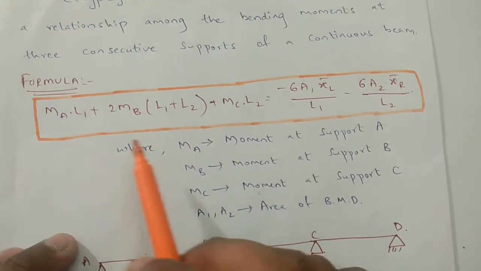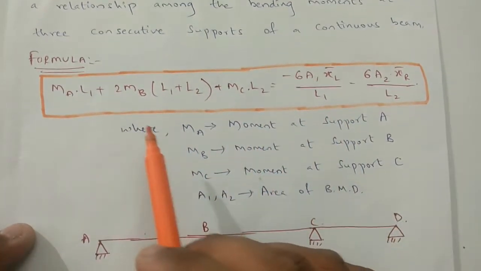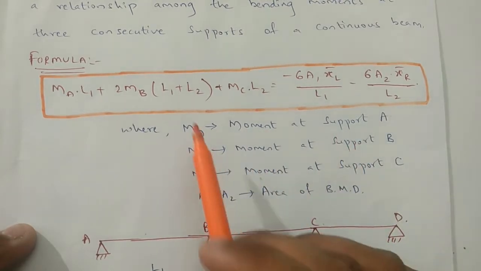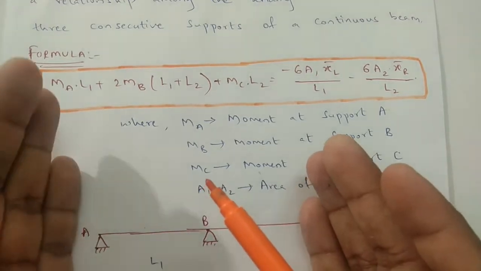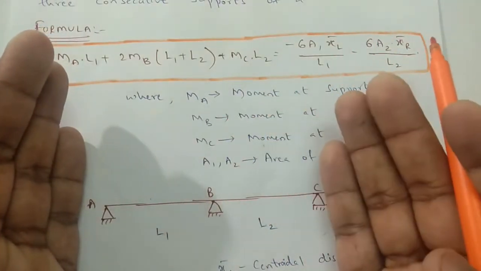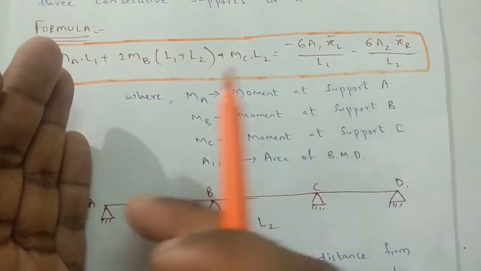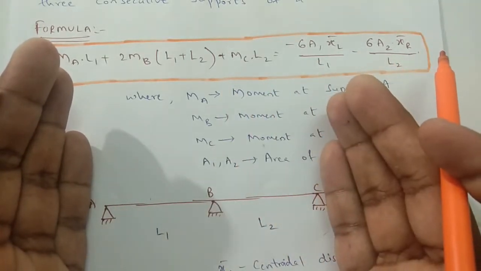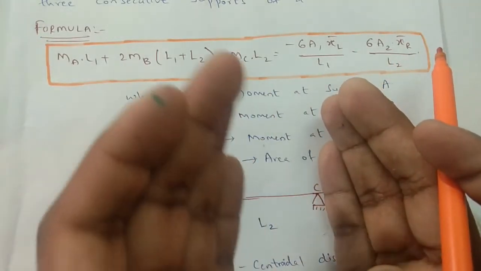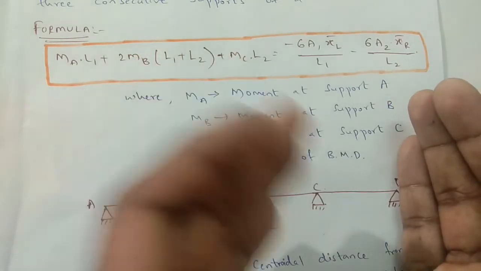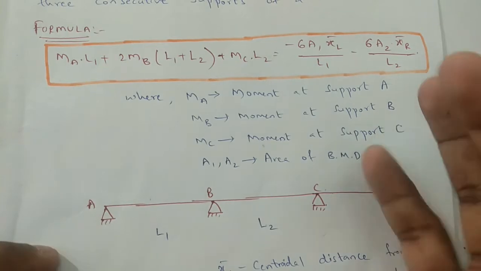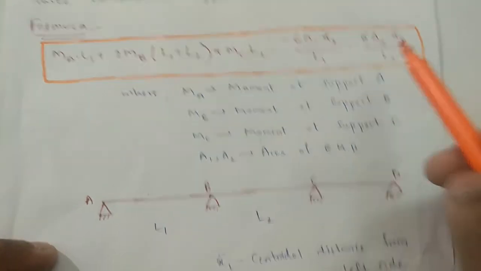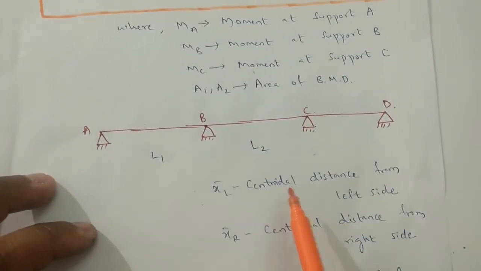Here MA is the moment at support A, MB is the moment at support B, and MC is the moment at support C. L1 and L2 are the respective lengths of the spans. If you are taking this span ABC, this will be your L1 and this will be your L2. If you are considering these three spans, this will be your L2, this will be L1 and this will be your L2. XL bar is the centroidal distance from the left side, and XR bar is the centroidal distance from the right side.